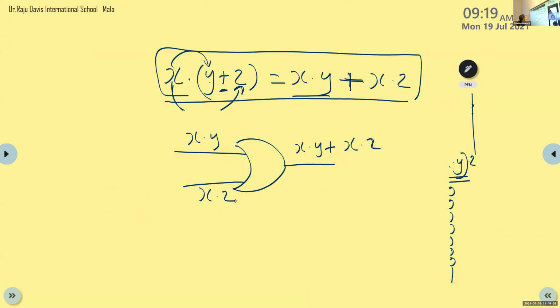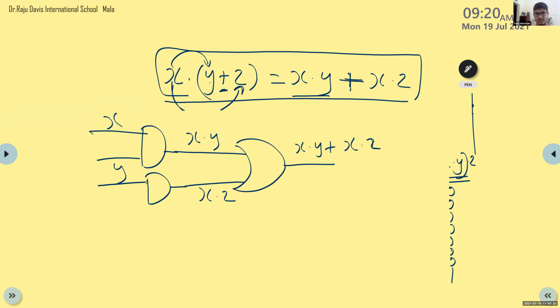Then how can we represent this x dot y? AND gate. Which are the two inputs for x dot y? X and y. Then what about this one, x dot z? AND gate. Inputs are x and z.